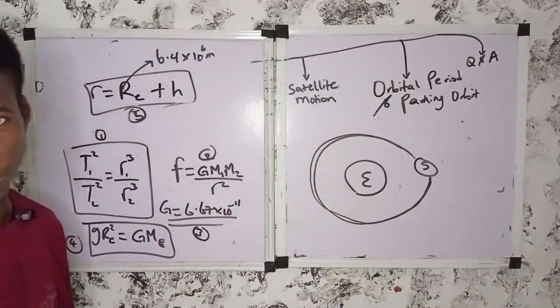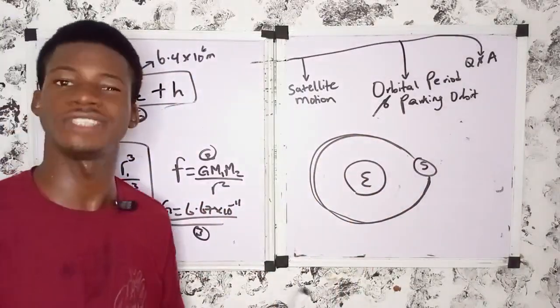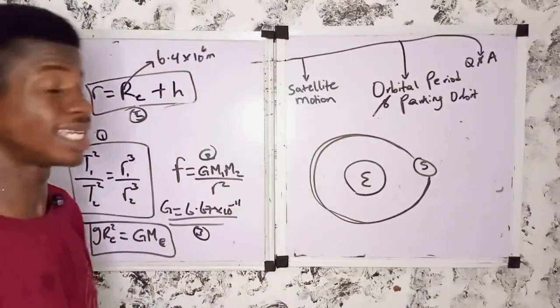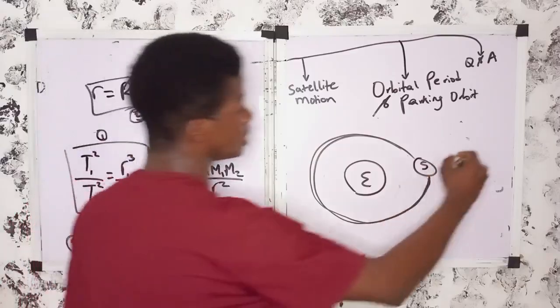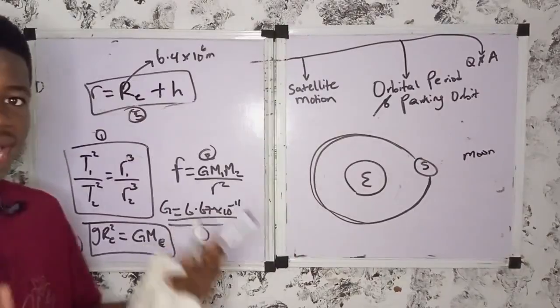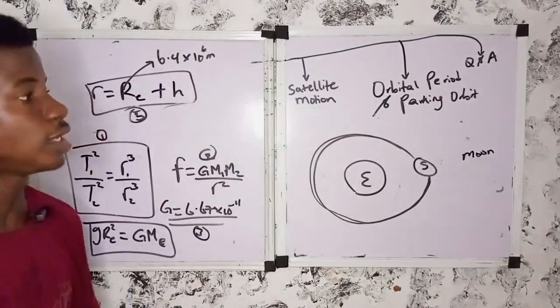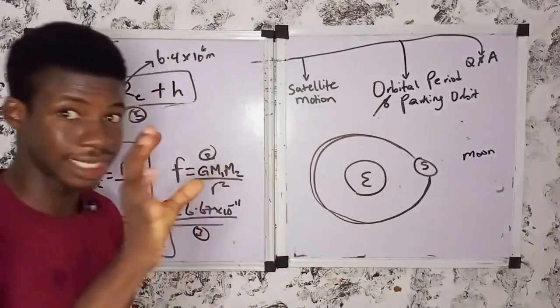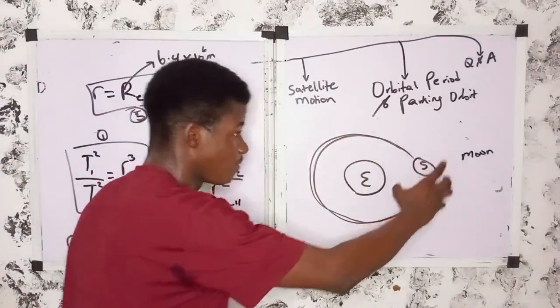They can be natural, and they can also be artificial. An example of a natural satellite is the Moon. The Moon is Earth's natural satellite. A satellite is a body that revolves around, using the Earth as an example.